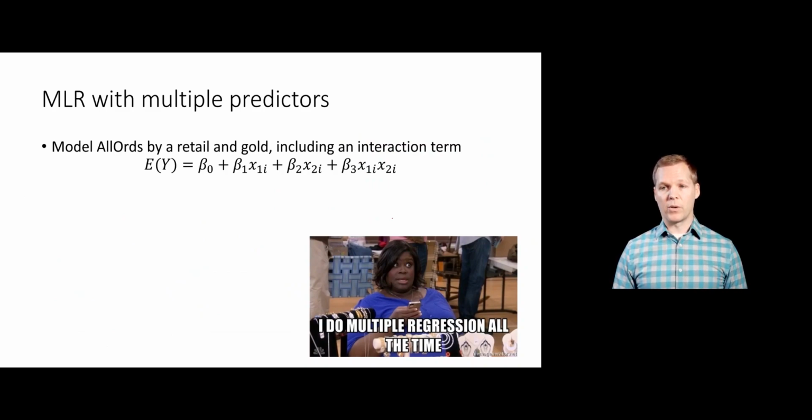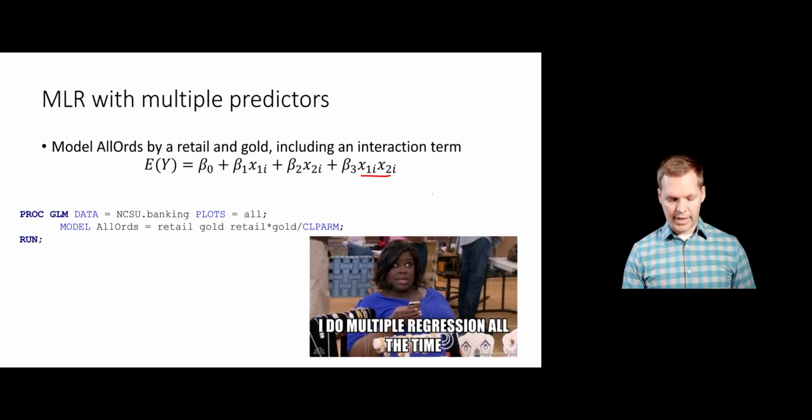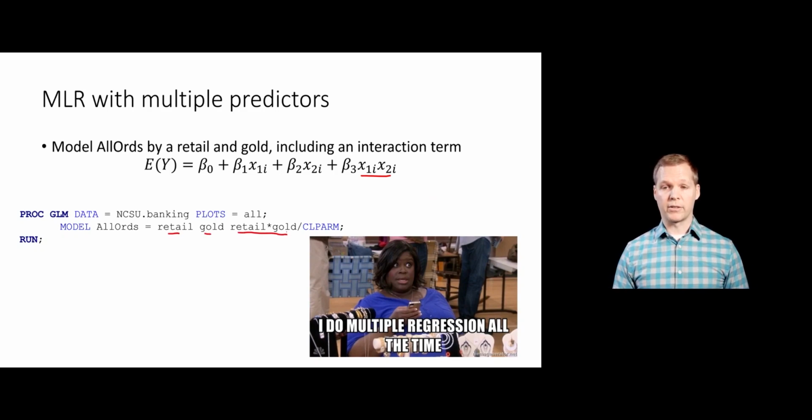We could also fit one with an interaction. So here I'm going to include retail and gold in my model as predictors, as well as their interaction. To do this, again, all we need to do is change what's on the right-hand side of our equal sign. So now I have retail, I have gold, and I have retail times gold. So I'm getting their interaction as a predictor as well.